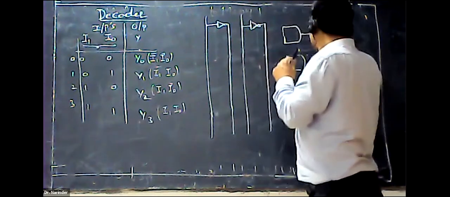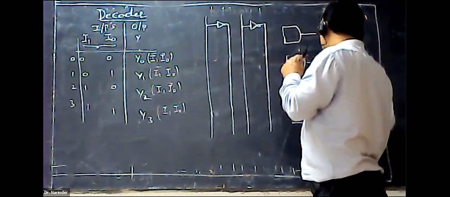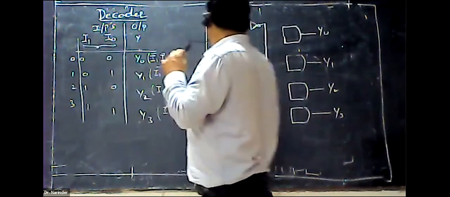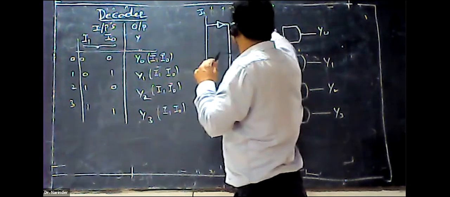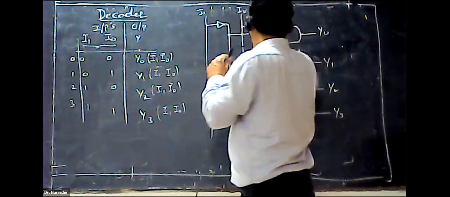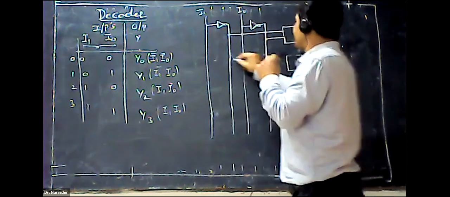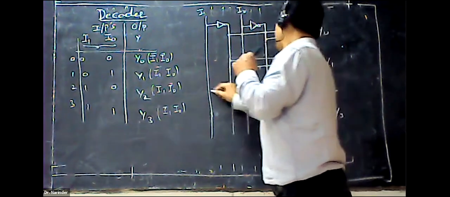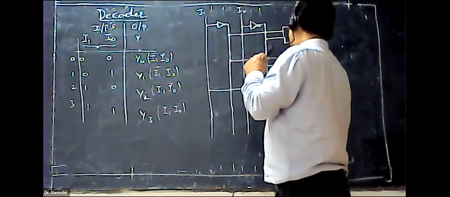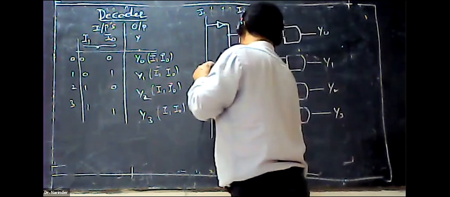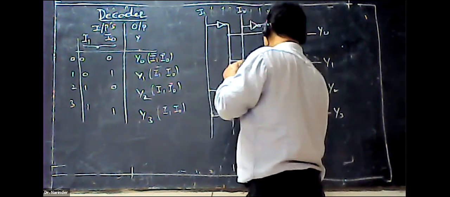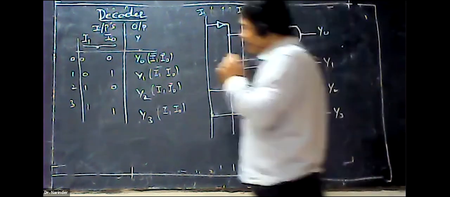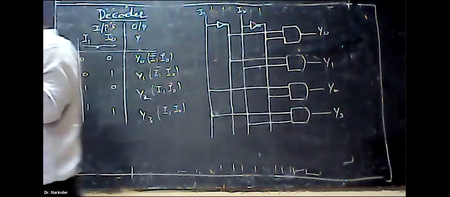This is your Y0, Y1, Y2, Y3. The inputs are I1 bar I0 bar. Next is I1 bar, I0. Next is I1 and I0 bar. Next is I1 and I0. So this is the circuit diagram of the decoder.